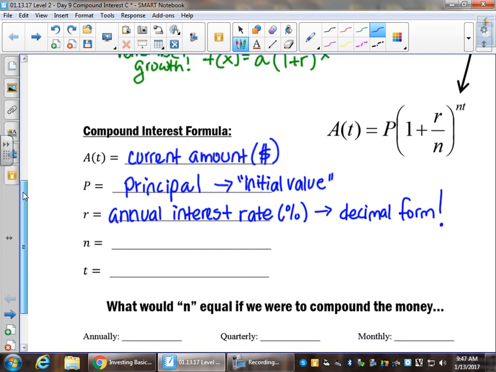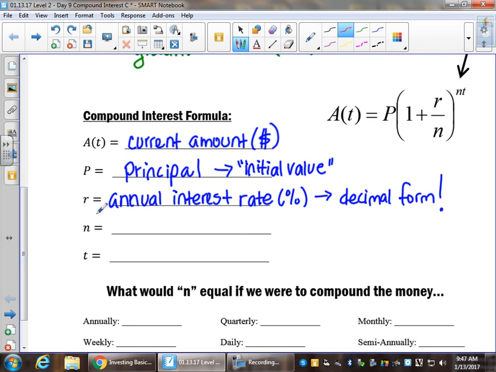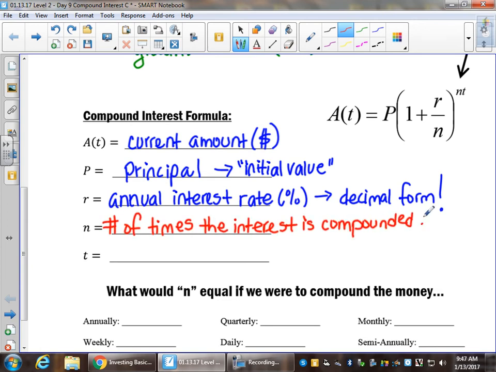Now n is the new piece, and I'm going to write it in red so it stands out, and I'm going to highlight it. N is the number of times the interest is compounded each year. The number of times the interest is compounded each year.